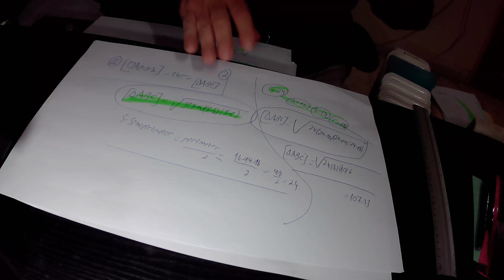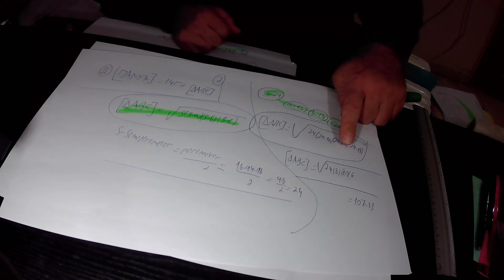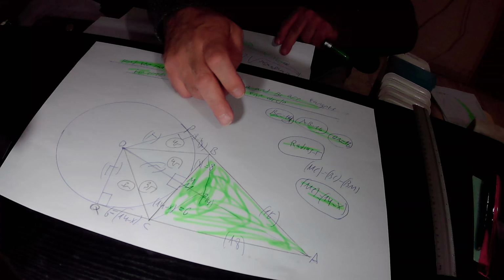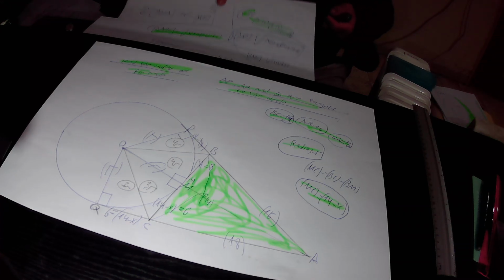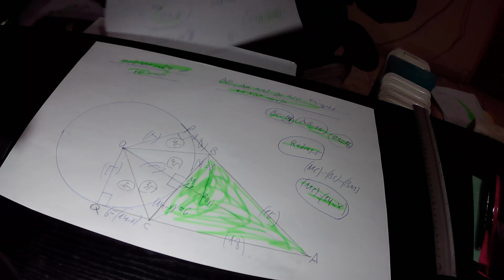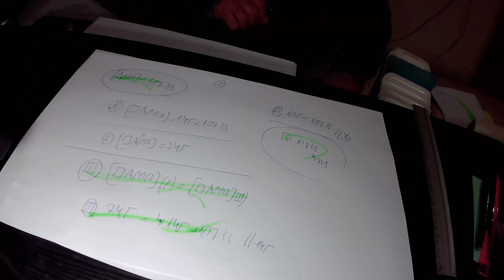So in total, we found out that the area of our green triangle ABC is equal to the square root of 24 times 8 times 10 times 6. The value of this expression is 107.33. So the area of this green triangle ABC is equal to 107.33 square units in size.